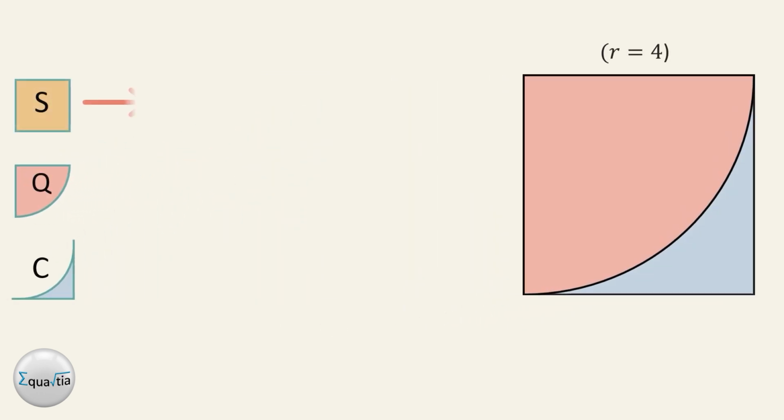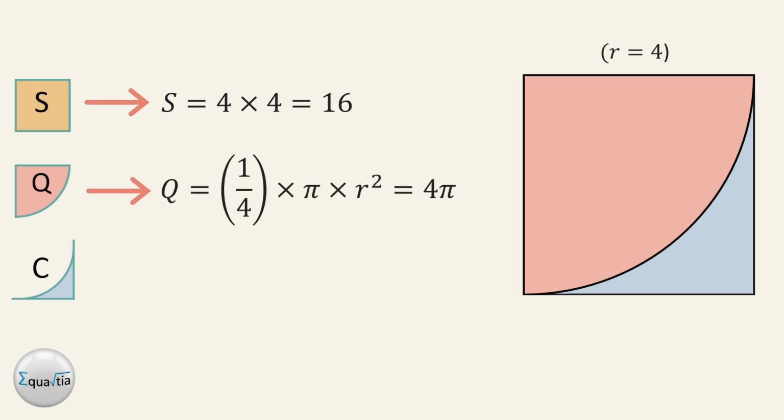The square area S equals 4 times 4, that equals 16. The quarter circle area Q equals 1/4 times pi times r squared. With r equal to 4, that is 1/4 times pi times 16. So Q equals 4 pi. Therefore, the corner region C equals S minus Q. Since S equals 16 and Q equals 4 pi, C equals 16 minus 4 pi.